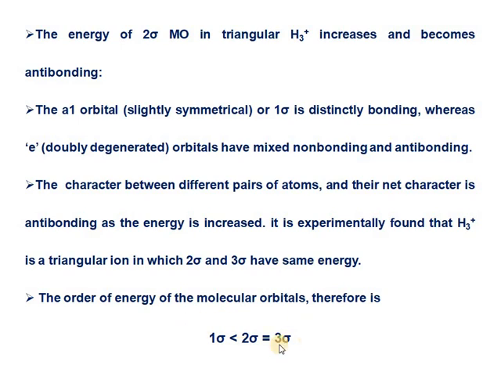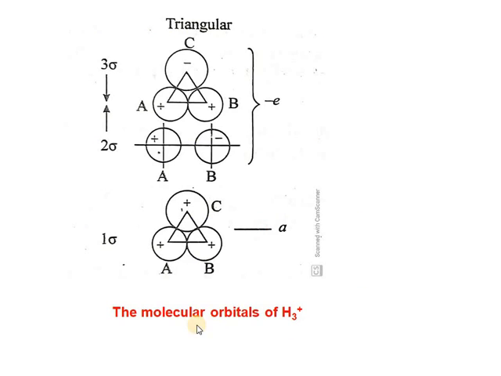So this type of relation we show in these diagrams. We clearly observe the 1σ, 2σ and 3σ molecular orbitals for the bent H3 molecule. So three hydrogens are there: one of these, the second, and this is the third molecular orbital.